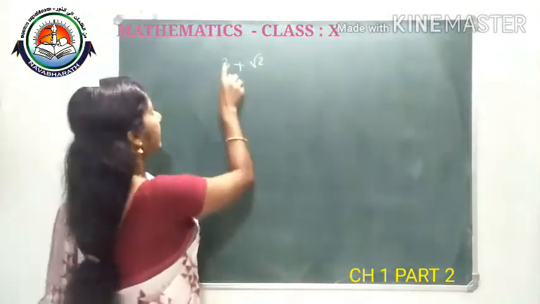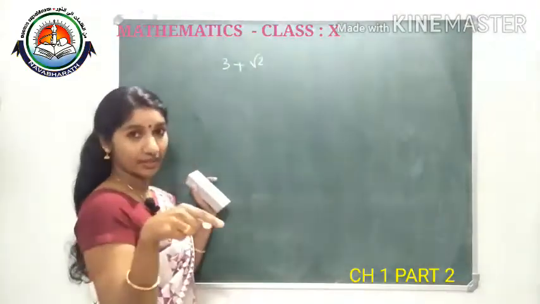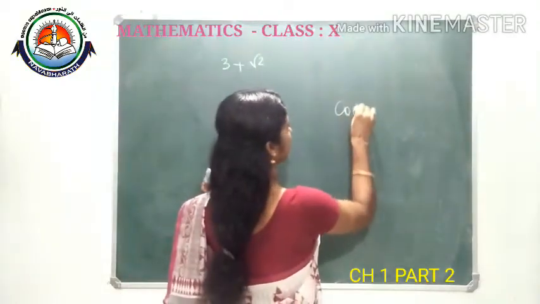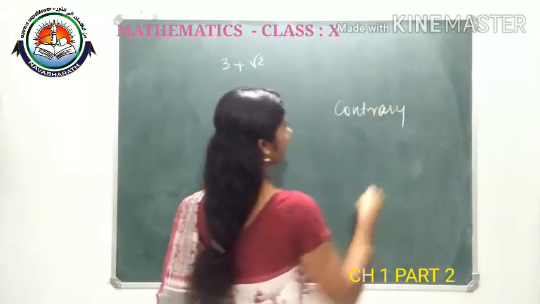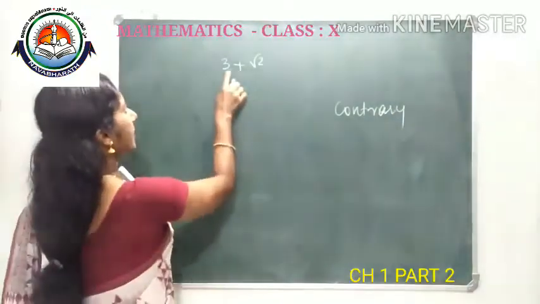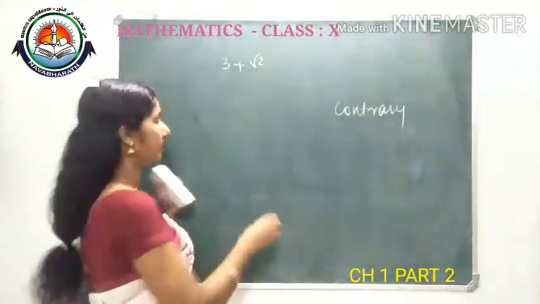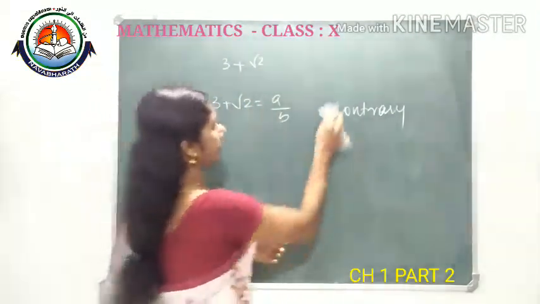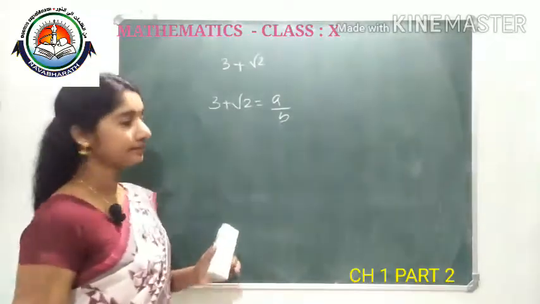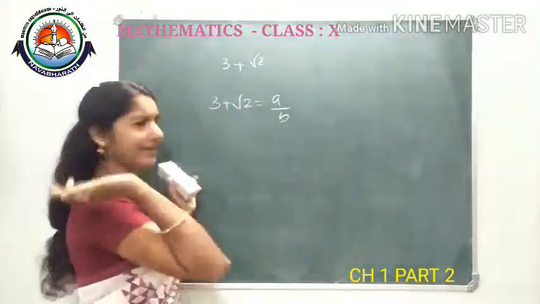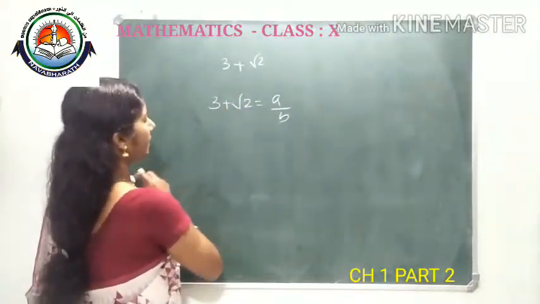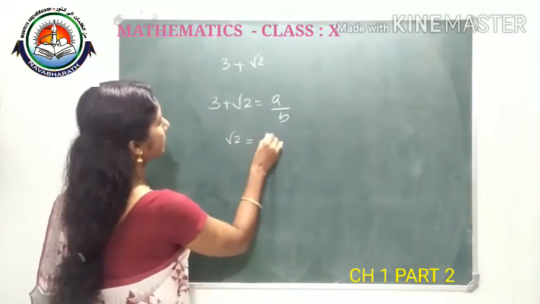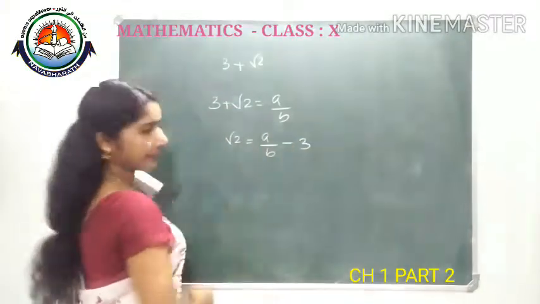Let us take 3 plus root 2 as a rational number. Means on the contrary, we can assume 3 plus root 2 is a rational number. So, we can write 3 plus root 2 is equal to a by b form, any integer by integer form. Then you take the 3 to that side. So, we are getting root 2 is equal to a by b minus 3.